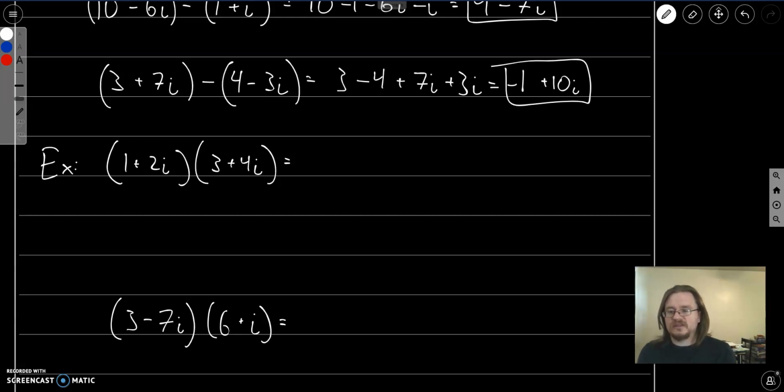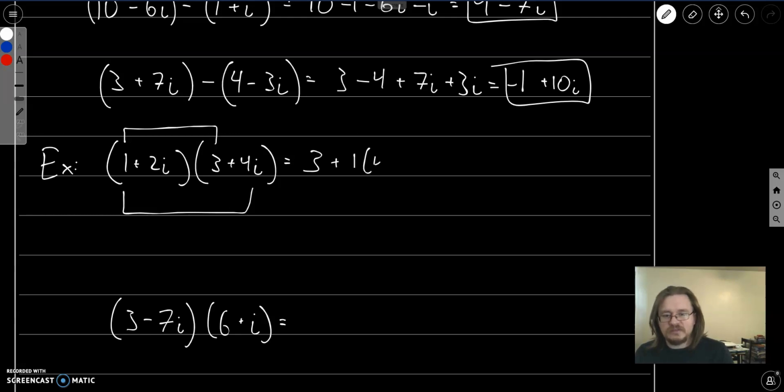So let's do this. So we'll take our first terms, so the F in FOIL. So 1 times 3. So 1 times 3 is going to be 3. And then we need to take our outside terms. So 1 times 4i. So plus, and I'll just write this out. 1 times 4i. And then we take our inner two terms. So this is going to be 2i times 3. Plus, and then our last two terms, 2i times 4i.